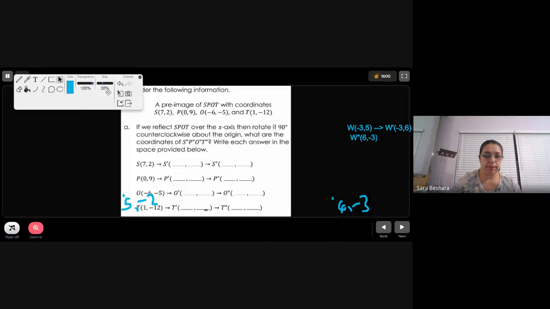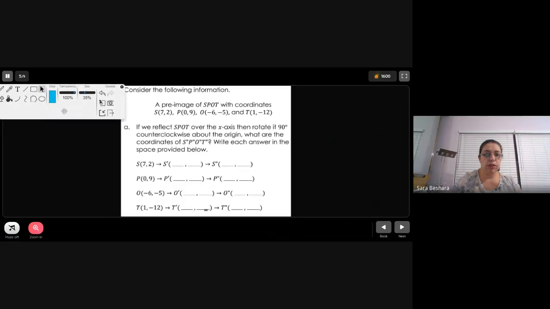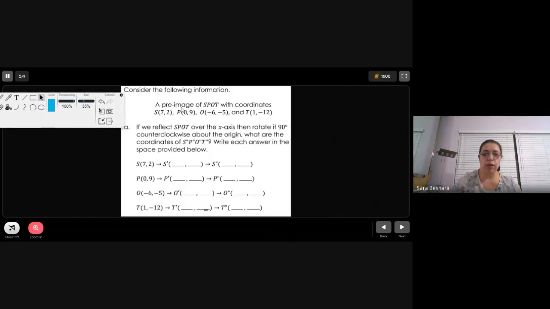Just like that. All right, let's take a look at this. It says, consider the following information: a pre-image of SPOT with these coordinates. Pre-image means the original image. If we reflect SPOT over the x-axis, then rotate it 90 degrees counterclockwise about the origin, what are the coordinates of SPOT double prime? Write the answer in each space provided.